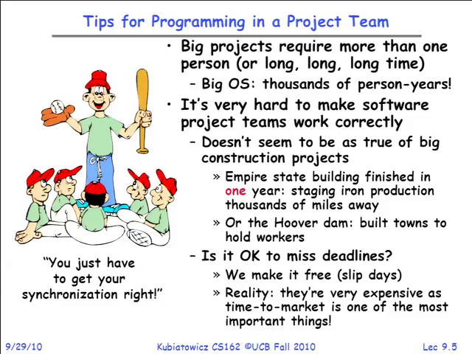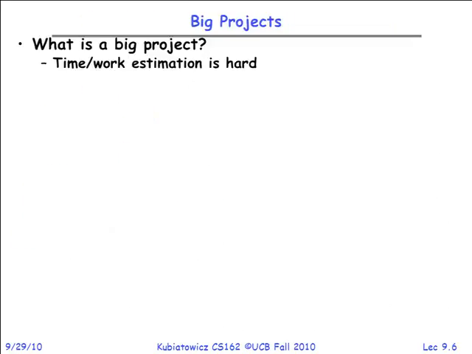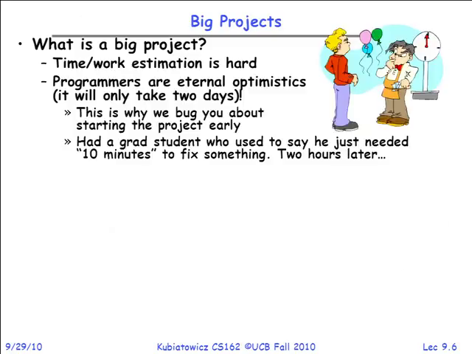So what's a big project? Well, I would say a big project is any project where the time or work estimate is hard. If you can't figure out how long this is going to take, it's probably a big project. Now, of course, you couple that with the fact that programmers are eternal optimists, and you've got a bit of a problem.